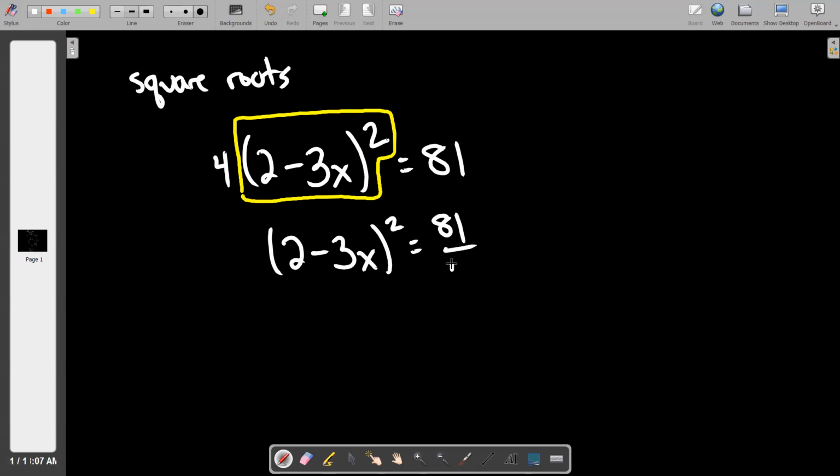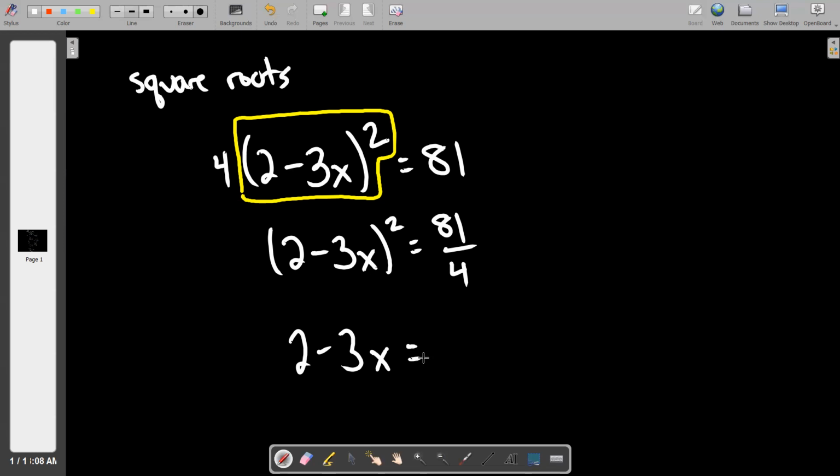Yes. And you're comfortable with the fact that that's not the kind of thing we want to actually divide, right? You hung around with me long enough this year to know that there's nothing wrong with 81/4. We love 81/4. Now what do we do? Square root both sides, right? So if I apply a square root to the left side, I'm just left with 2 minus 3x. Parentheses are no longer required because the squared is gone. If it's gone, the parentheses are gone.